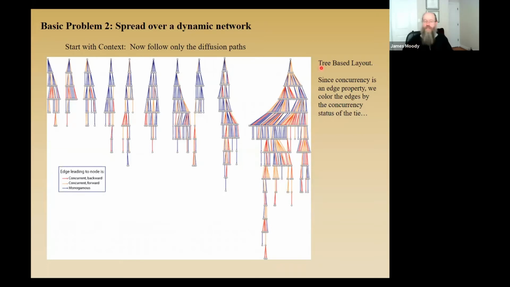It moves the other direction. And in this case, if you look at each of these diffusion trees, you can see that there are cases where there's often one of these dark red, backwards concurrency ties. And we can ask ourselves, well, in which case would the tree itself not have continued on had it not been for the concurrency?